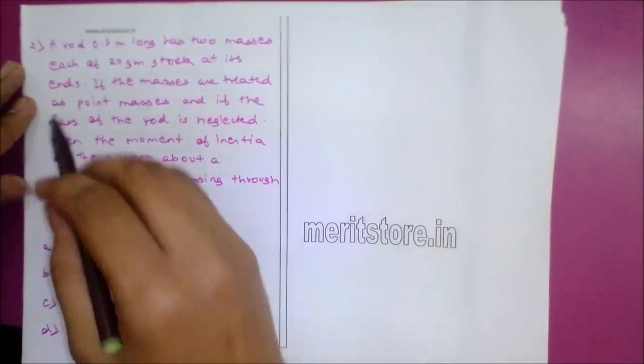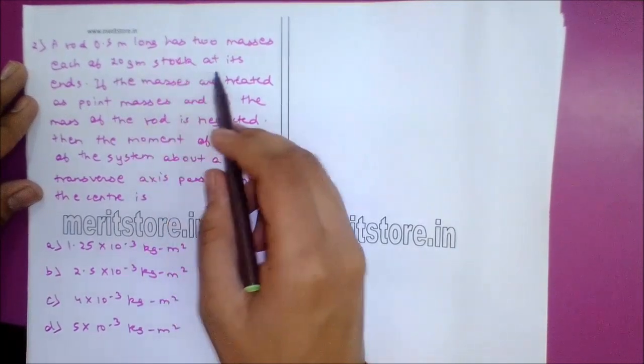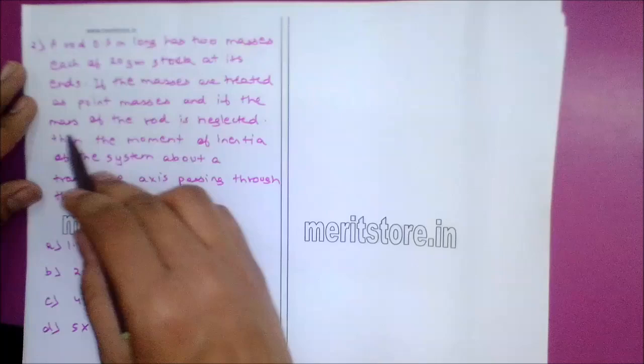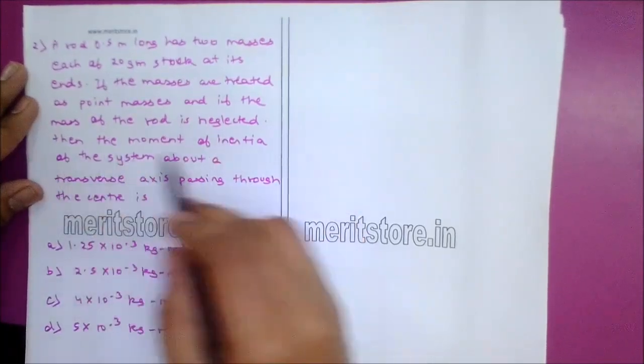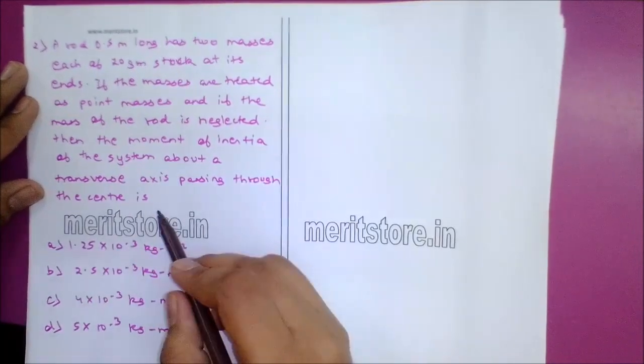Question number 2. A rod 0.5 meter long has two masses each of 20 gram stuck at its end. If the masses are treated as point masses and if the mass of the rod is neglected, then the moment of inertia of the system about a transverse axis passing through the center is.